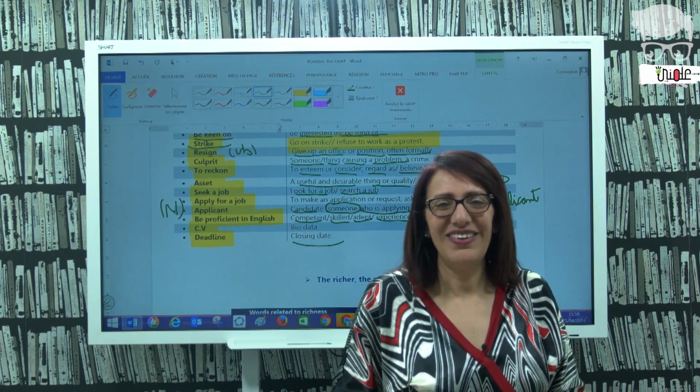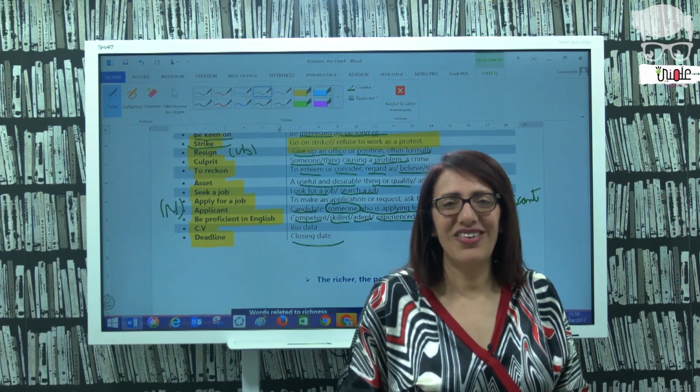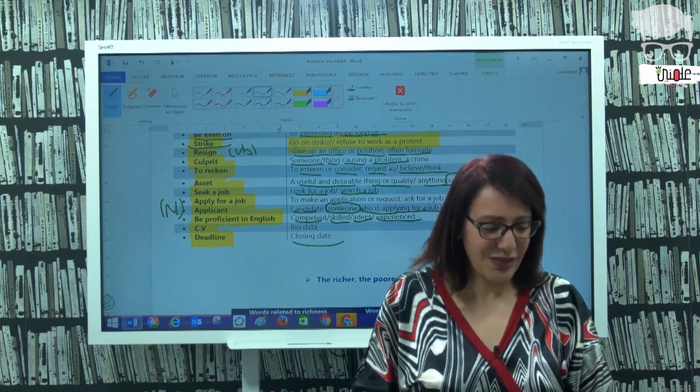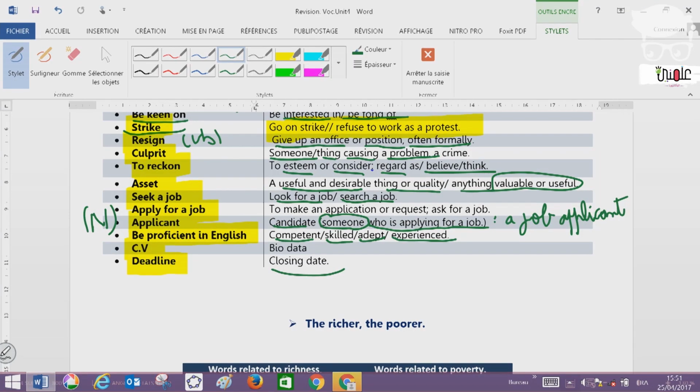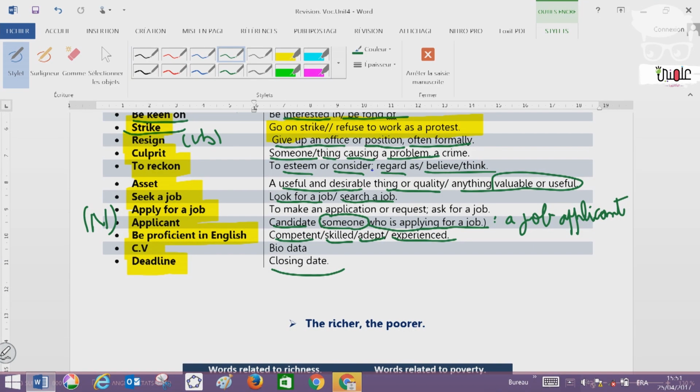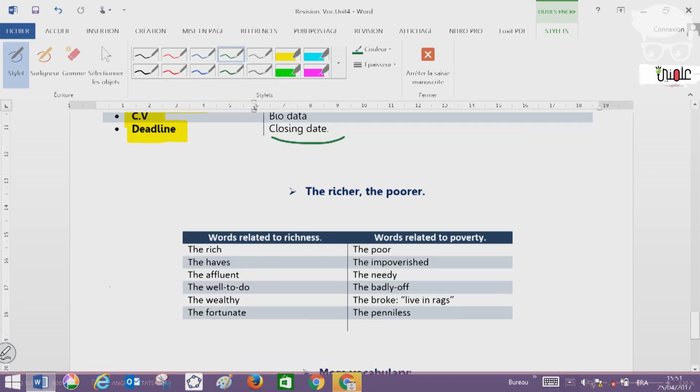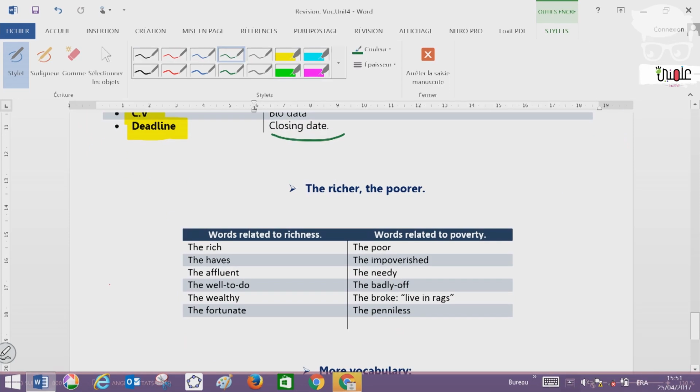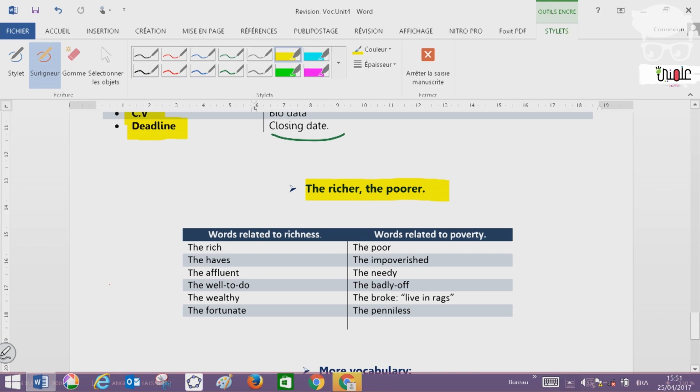So let's follow the richer, the poorer, the haves, the have-nots. Good. Follow together. Okay. Here we are. You see, words related to richness.